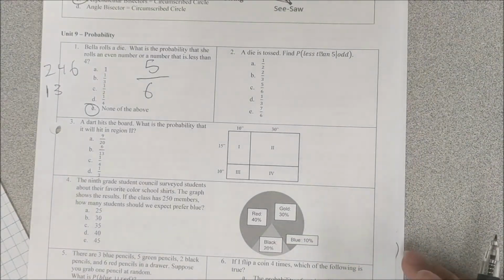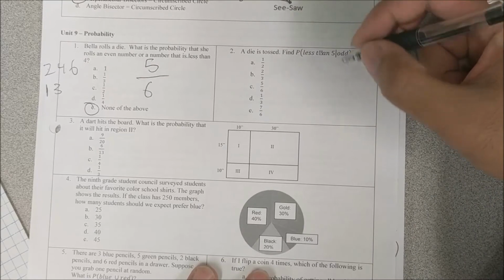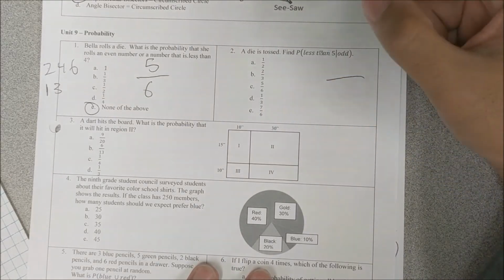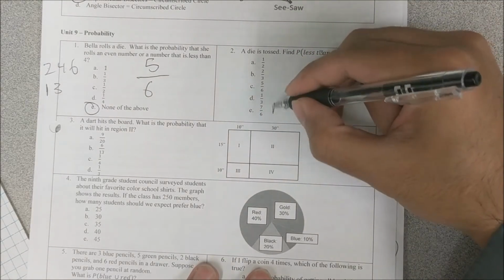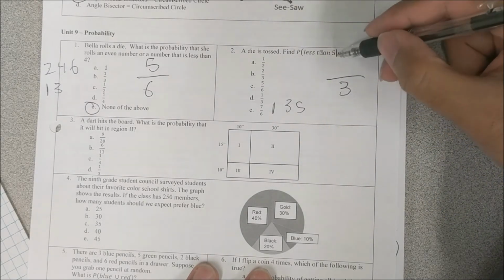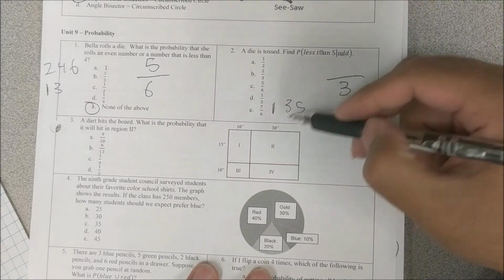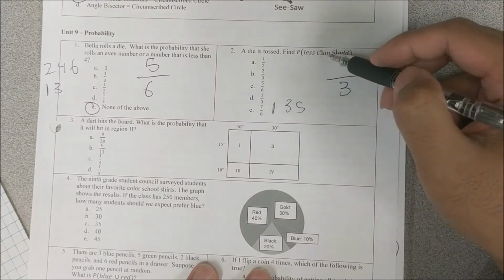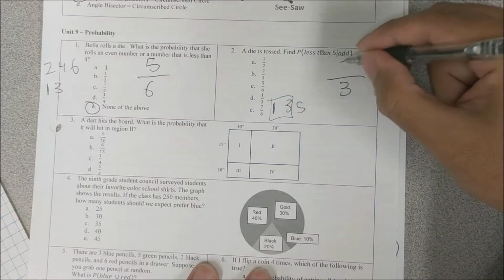Die is tossed, find probability of less than 5 given odd. So first, what's our denominator? Well, the only odd outcomes are 1, 3, and 5. So there's only 3 outcomes that fit the given. And of these, how many of them are less than 5? These 2.